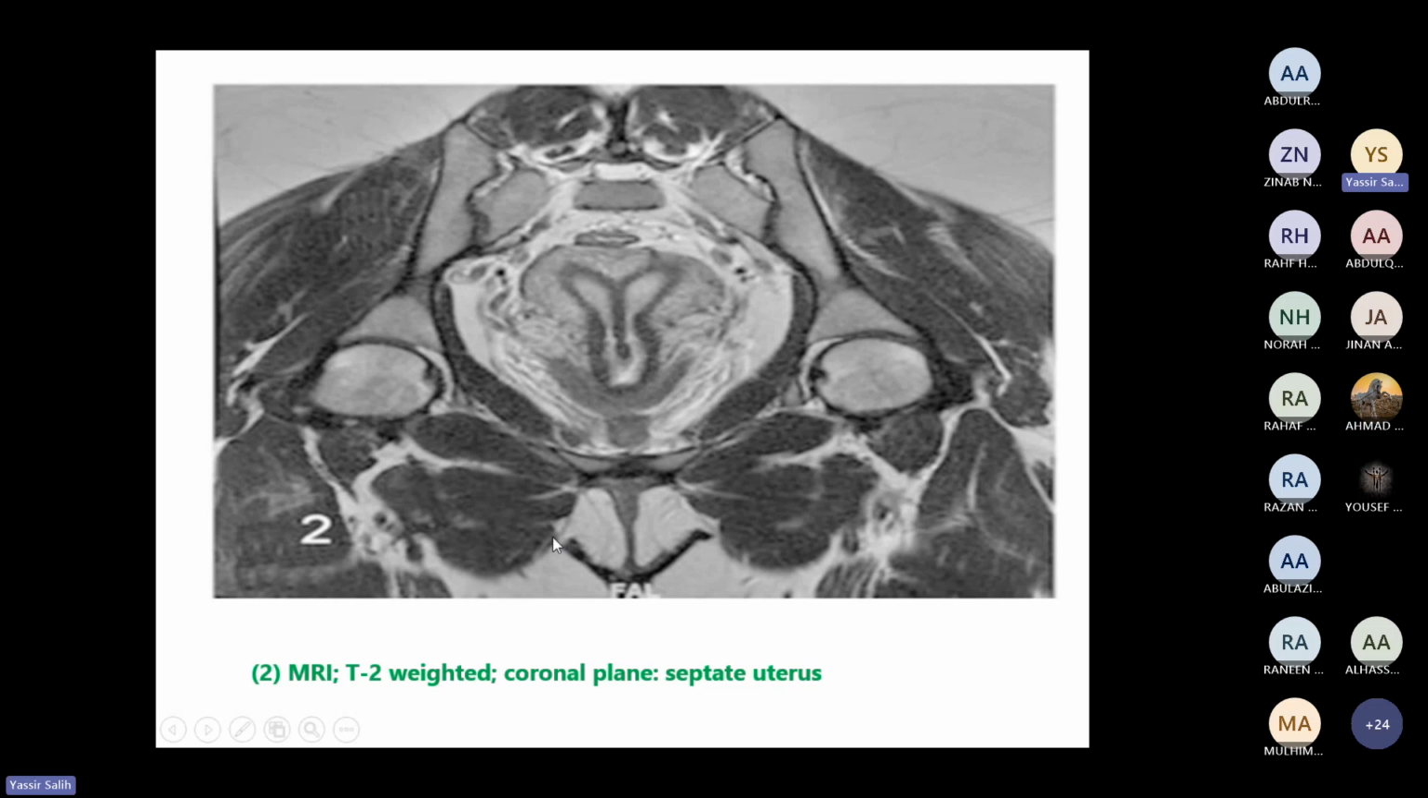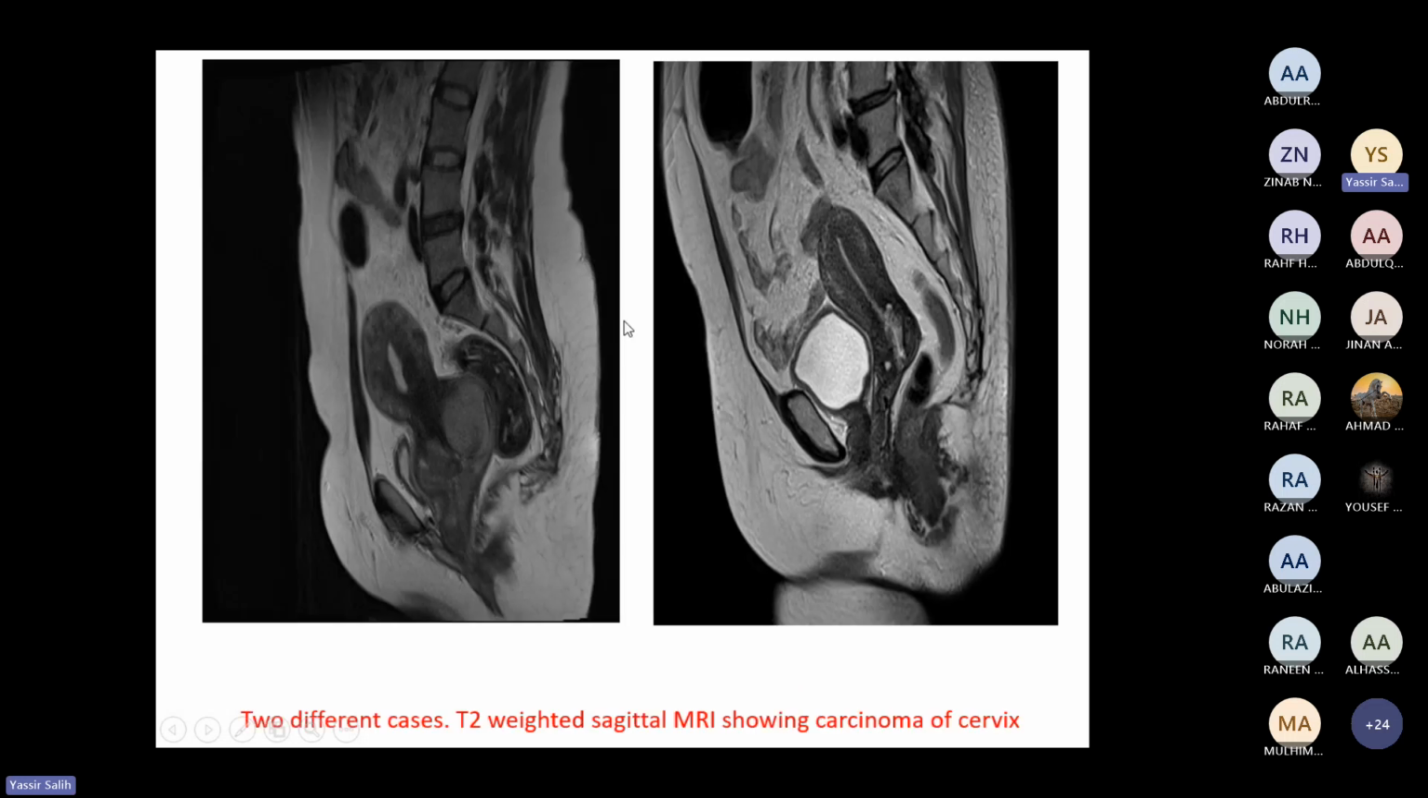And what is the examination? MRI. What do you see? Septate uterus. Why septate uterus? Yes, you are right, because of the angle. How about the angle? It's acute. This is the horn and this is the horn. The angle between the two horns is acute, less than 75. In a bicornuate uterus the angle between the two horns would be more obtuse.